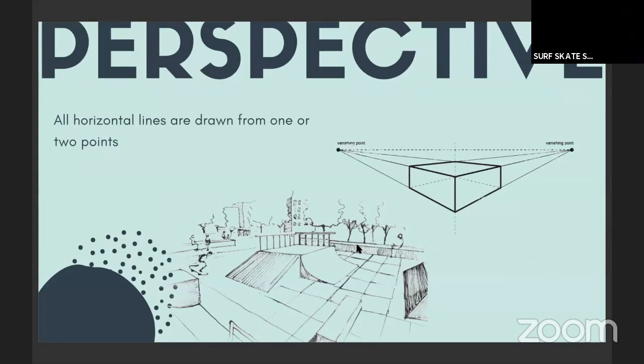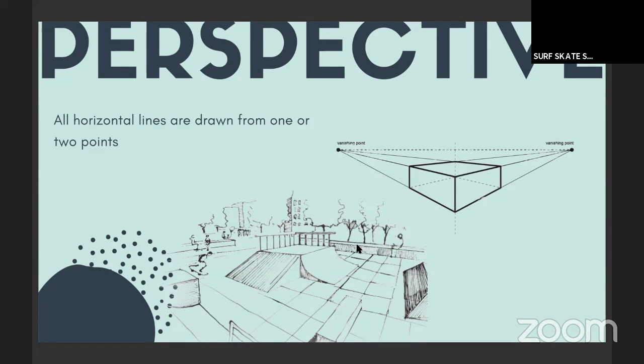The last one's called perspective drawing. Perspective drawing is when the horizontal lines are drawn from one or two points. If you look at this cube on the presentation, there's that dotted line that connects the two points, and then all the lines for the cube come from those points. And if you look at the drawing of the skate park, it gives you the feel that you're inside the actual park. So that's why it's called perspective. It's the perspective of the person standing in the object.